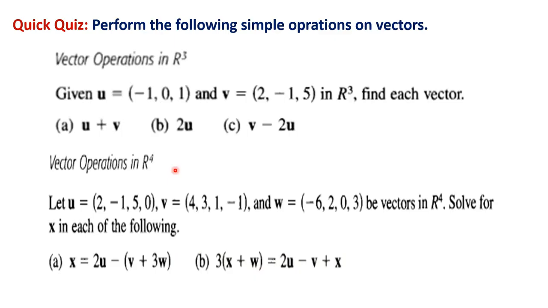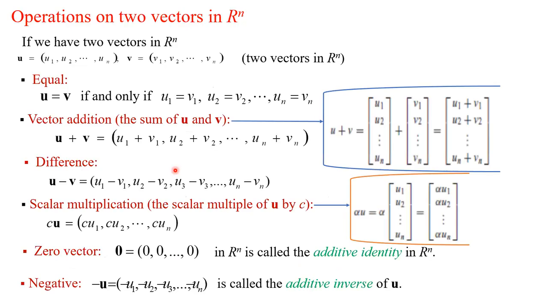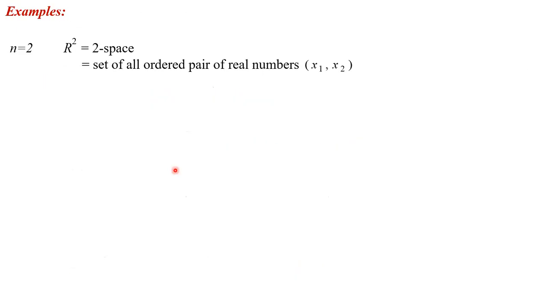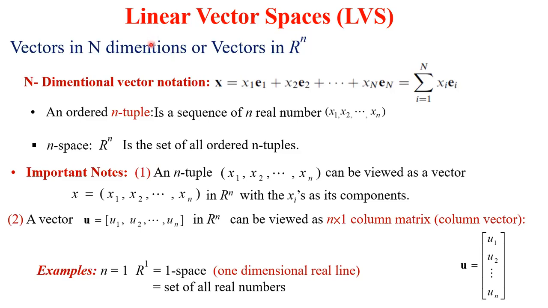This is it for the day, and let me quickly summarize what we discussed in this introductory lecture. We introduced n-dimensional vectors, and we represented those n-dimensional vectors with n-tuples, and an n-tuple is simply a sequence of real numbers. Then we defined the n-space, a collection of all ordered n-tuples. And then we discussed that vectors can be represented with column matrices.